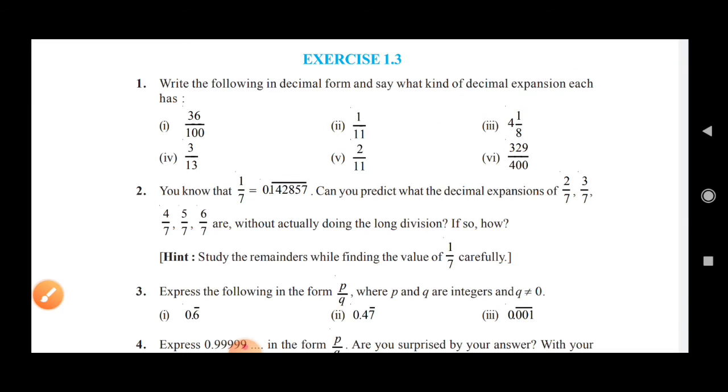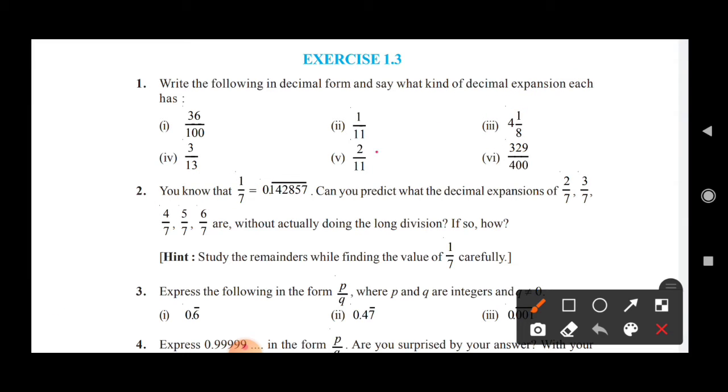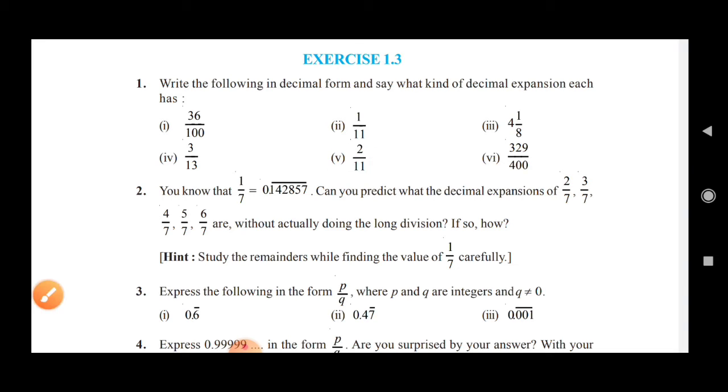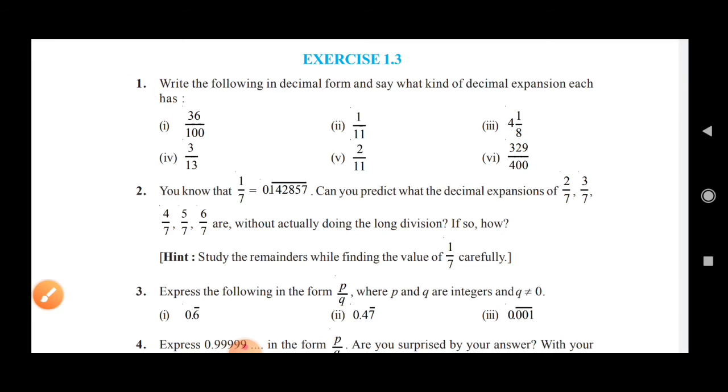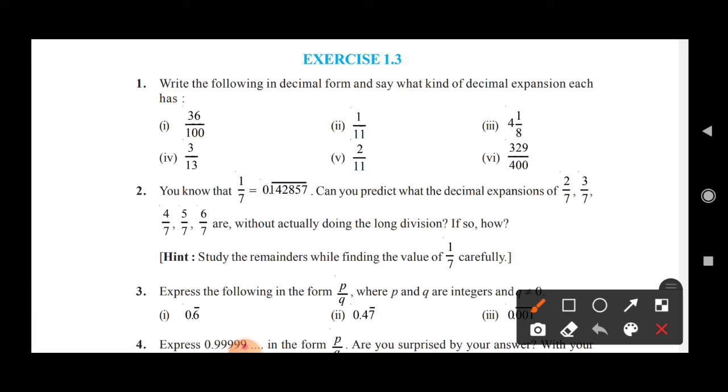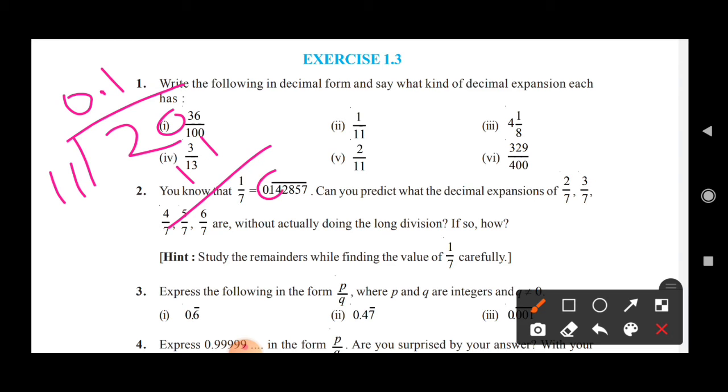Next, suppose this one, I mean question number 5, 2 by 11. So 2 will be divided by 11 in this case. Let's do it. 2, 11. 0 point. 2 will be divided by 11, so it is 0 point, so it is 20 now. 1 time 11, so it is 9. So now it is 90, 8 times, so 88.